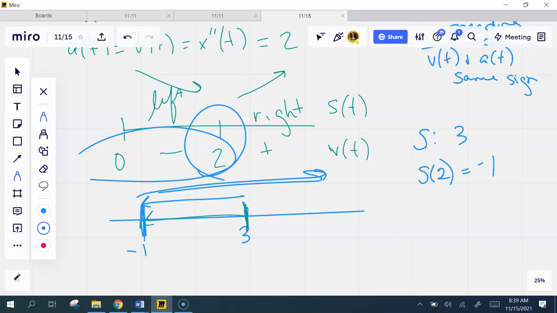So if it asks you where they are, that's position. If they say how far did it travel, that's displacement. Distance, displacement, position is position function. Where?